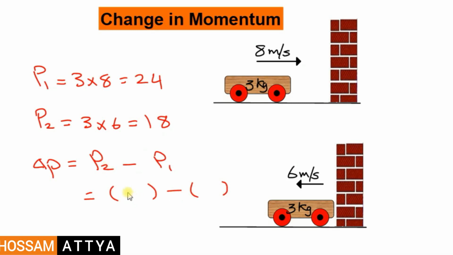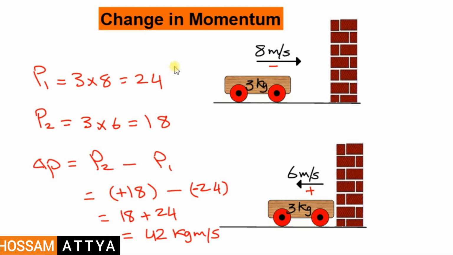The final is 18, the initial is 24, but as we agreed before, it's a vector quantity, and as you see here, they are not traveling in the same direction. So if we take the left as positive, the right will be negative. This means that the answer is 18 plus 24. So the answer is 42 kg meters per second. And if the answer is positive, this means that the overall change is acting towards the left, since we consider the left to be positive and the right to be negative.